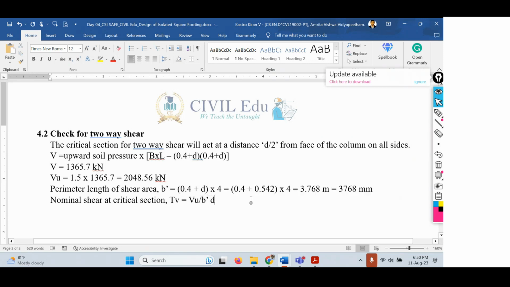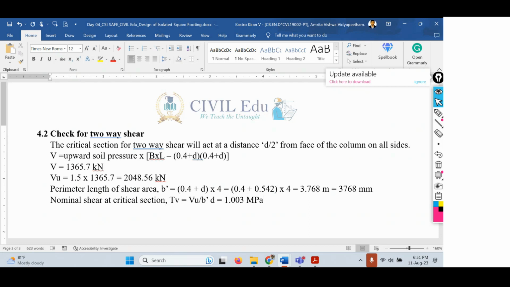From this, we know the value of Vu, that is 2048.56, B dash is 3768 mm, and D is 542 mm. If you solve this one, you're going to get the value in megapascals as 1.003 megapascals. So this is the tau V value. Now, based on this, we have to calculate tau C also.